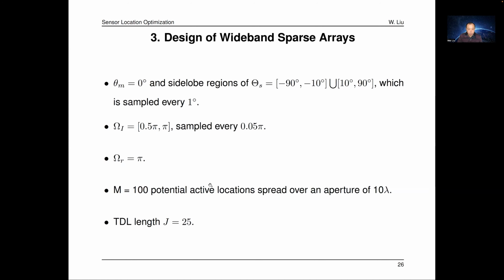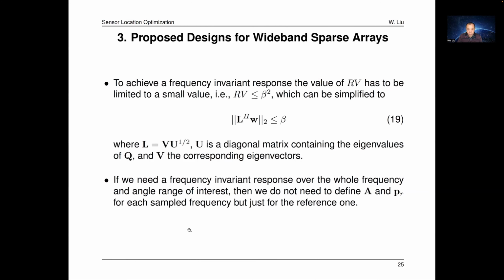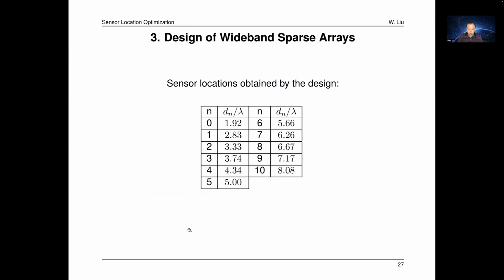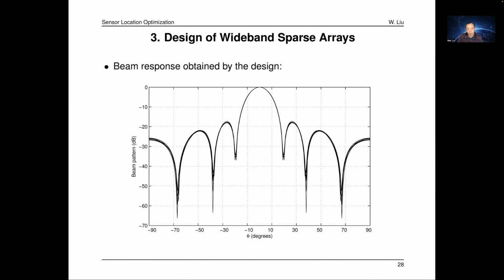And you have M equal to 100 potential active locations spread over an aperture of 10 lambda, and target line length is 25. So you see the sensor locations obtained. So we have 11 sensors from sensor 0 to sensor 10. And you can look at the beam response. Each curve represents one frequency. So you see the result, they are quite frequency invariant, right? The variation of the response over frequency is very small.